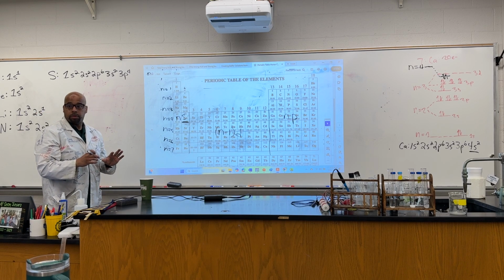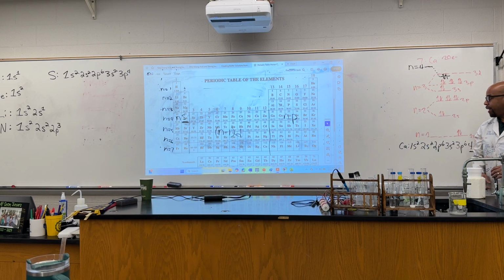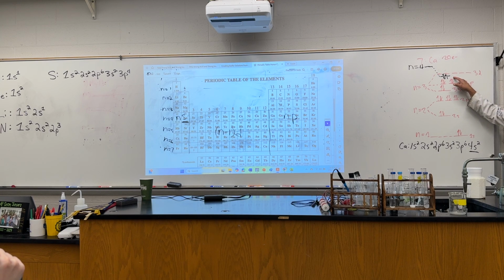All right, so we finished. If you did it correctly, it should look just like this right here: 1s2, 2s2, 2p6, 3s2, 3p6, 4s2. Because once again, the periodic table tells us that 4s should come before the actual 3d.